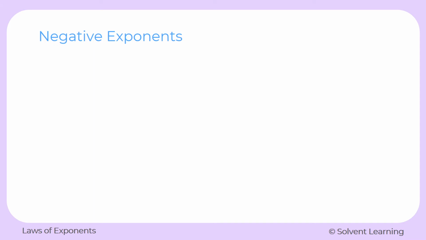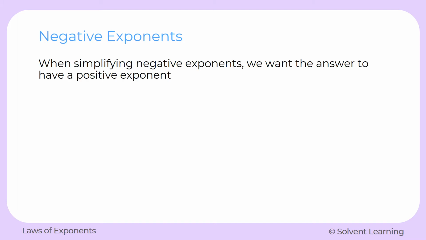We can also have expressions that have negative exponents. The important thing to remember here is that when we're simplifying expressions with negative exponents, we want the answer to have a positive exponent. It's much easier to work with positive exponents when we're simplifying expressions and solving equations. So knowing how to use this skill of changing the negative exponents into positive ones will really help to save you some time when you're working with these problems.